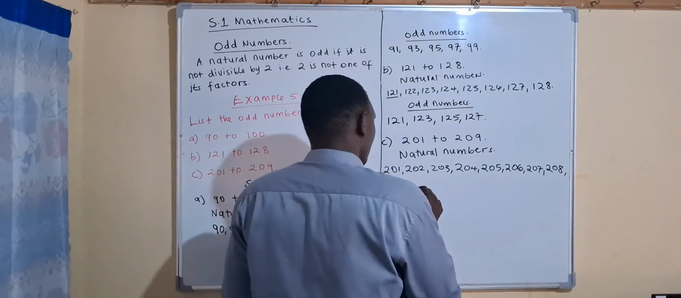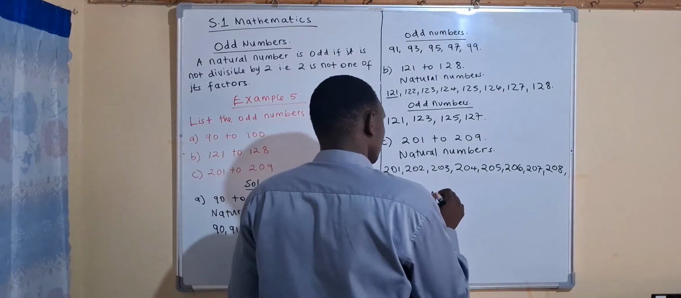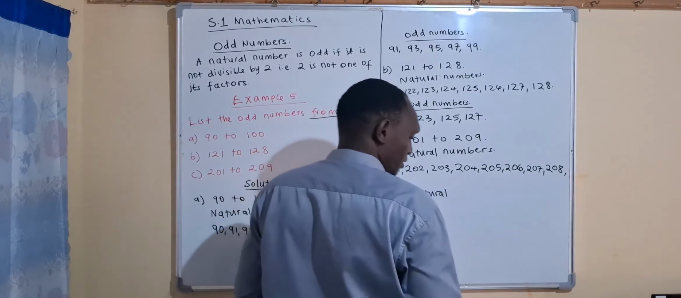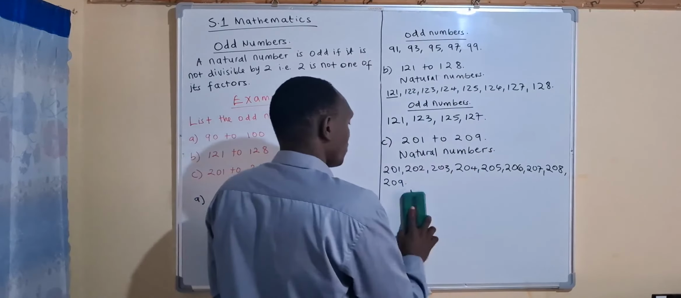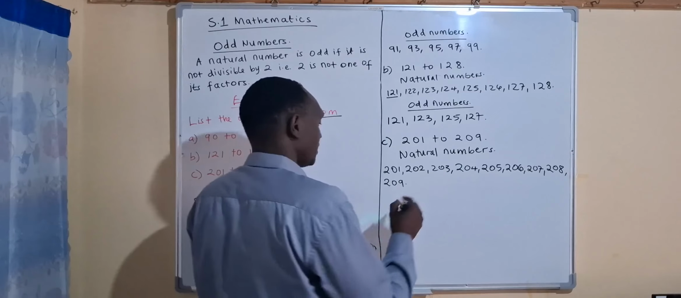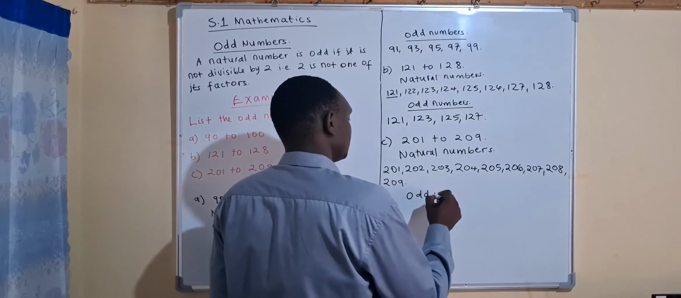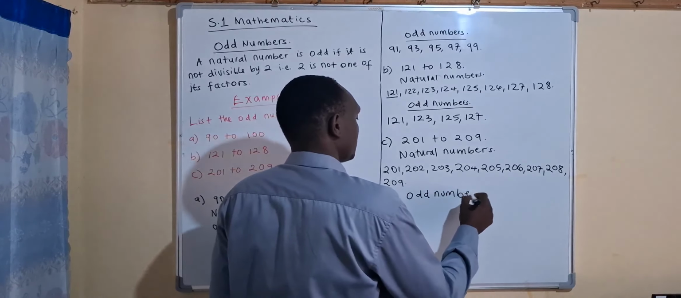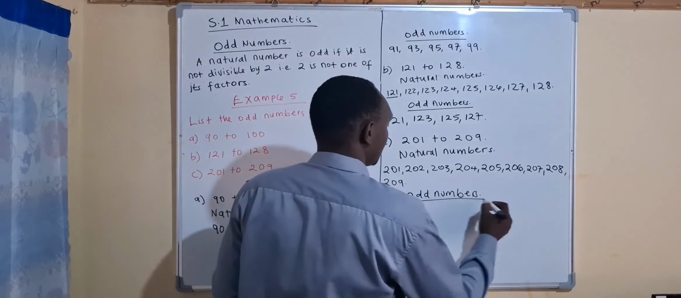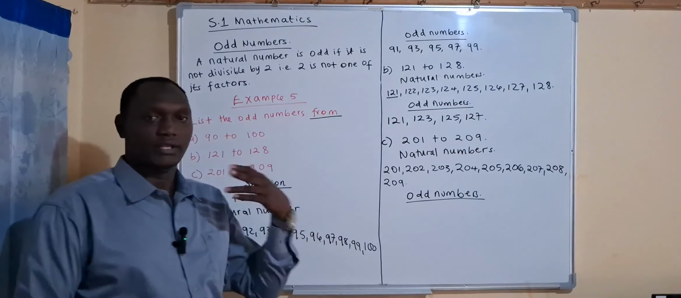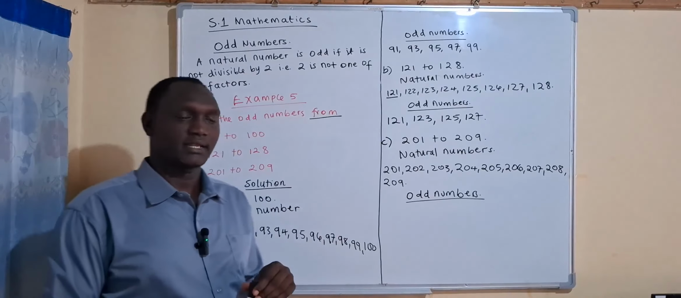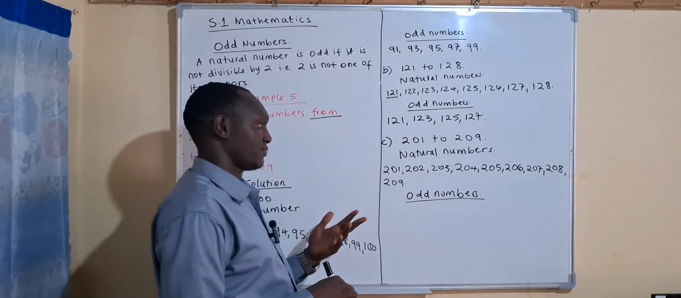What next? We are going to look for numbers for which 2 is not a factor. That means we are going to look for odd numbers here. Those numbers that we cannot exactly divide by 2, or if we attempt to divide by 2, there is a remainder greater than 0.